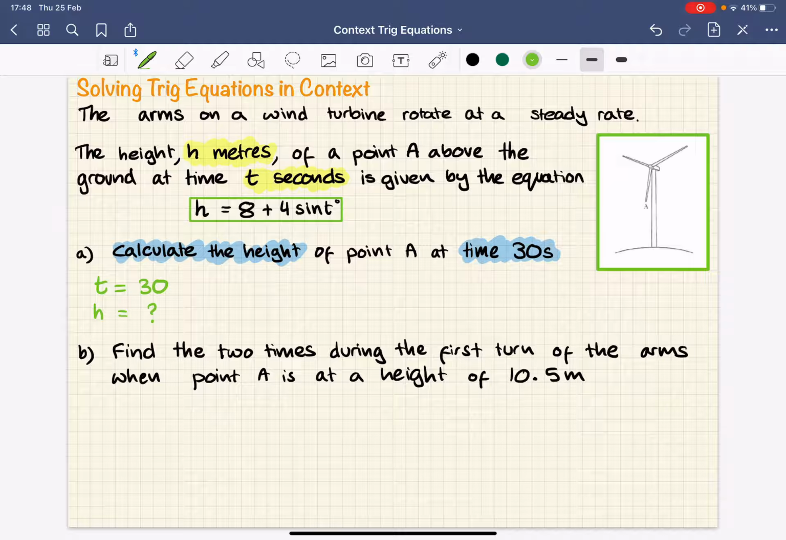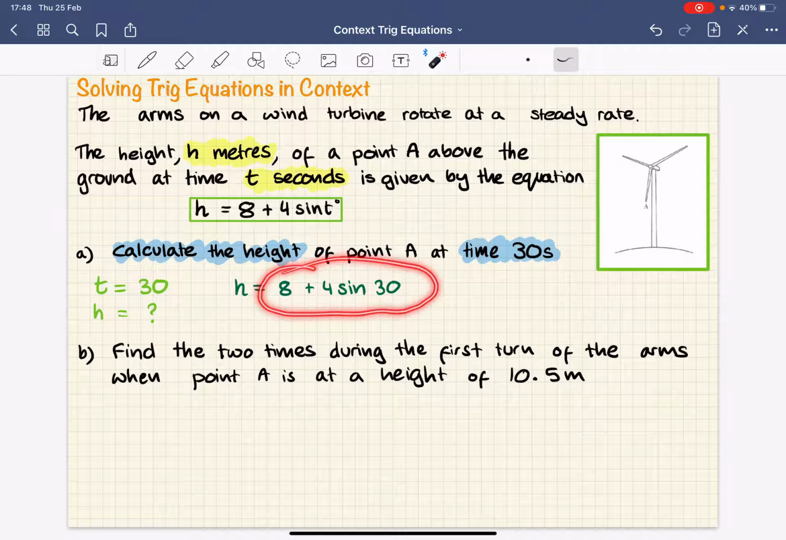So I'm going to take my equation and put everything in that I do know, and just leave the letters which I don't know. I don't know what h is, so I'm just going to leave that as h. So h equals 8 plus 4 sine, and then t we know is 30. Looking at that, I've got everything known on one side, so all I need to do is take a calculator and put that in.